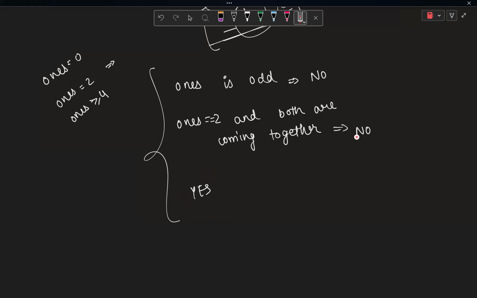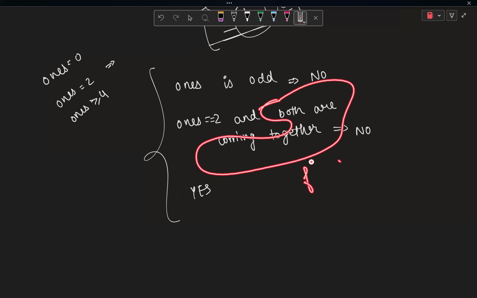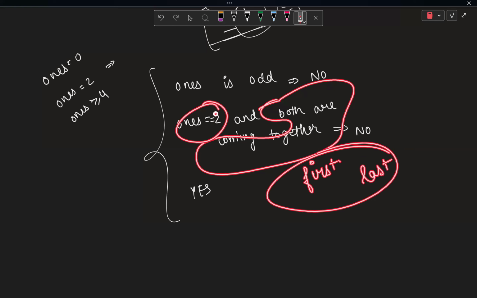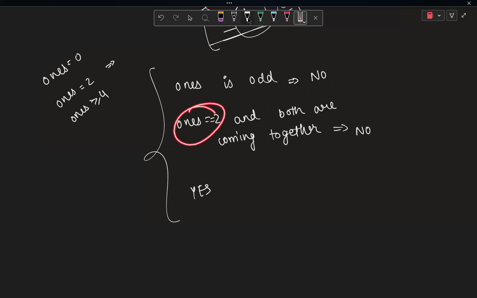Somebody shared his code in the chat. It's quite long actually. First occurrence and last occurrence of one. We can just calculate the distance between first and last occurrence. Somebody said that for checking this kind of case, you can just find the first and last occurrence of one, and then check whether count of ones is equal to two and first equals last minus one. But there are other ways as well. There is one better way.